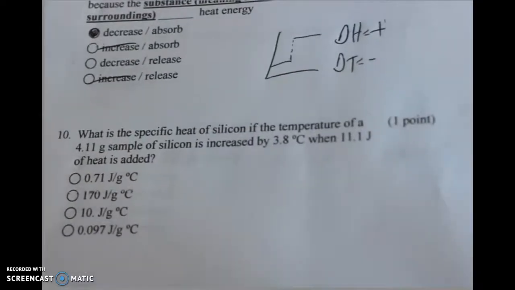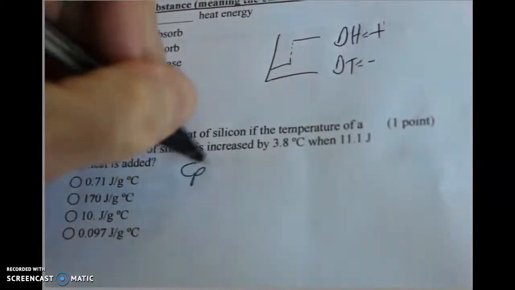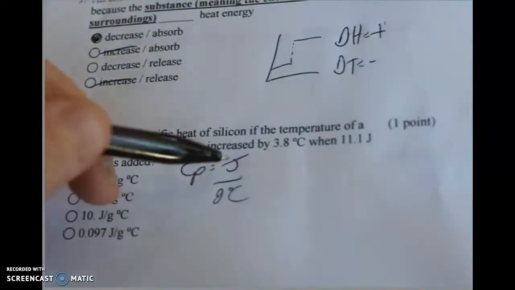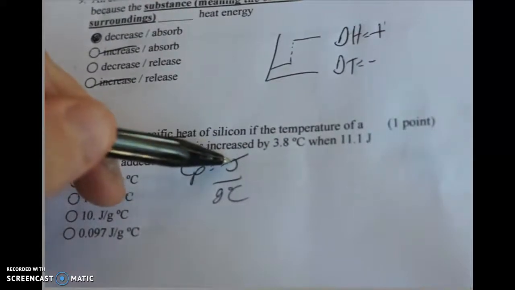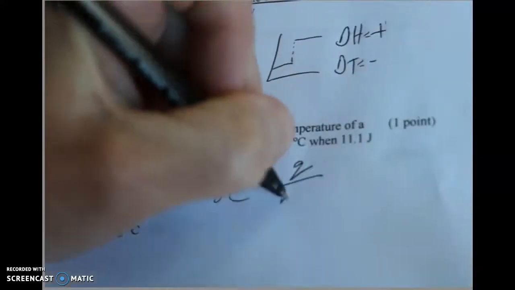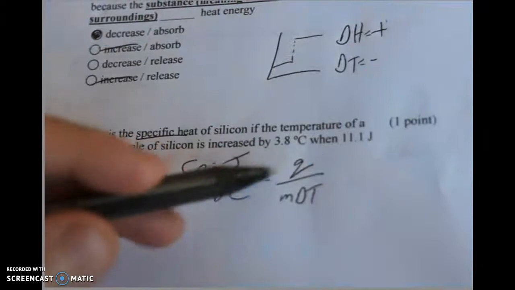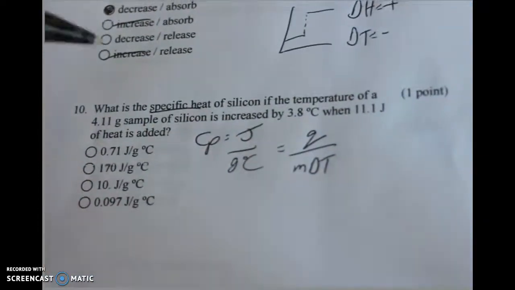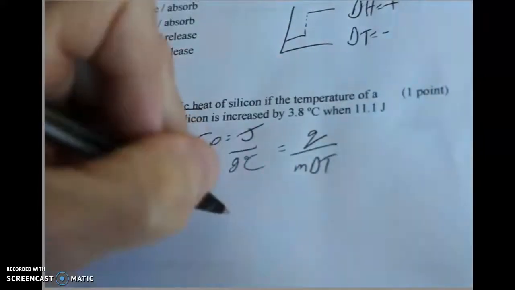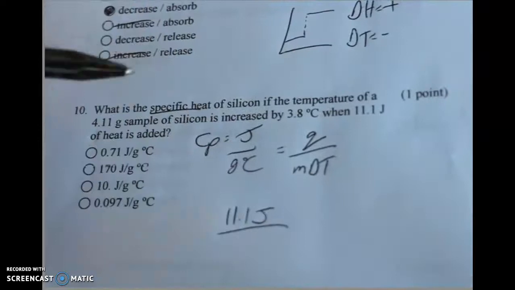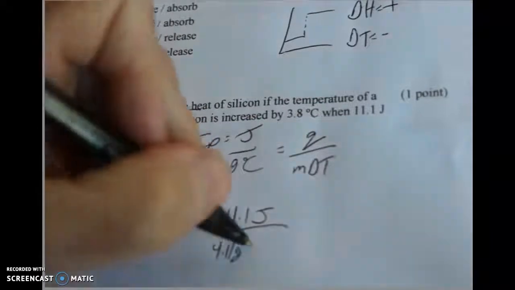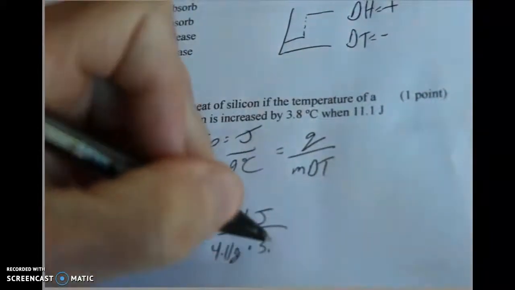And number 10, what is specific heat? So if it's asking specific heat, what you should end up getting for units is joules per gram degree C, because specific heat is the amount of heat, which is joules. So the amount of heat it takes to raise 1 gram of a substance by 1 degree Celsius. So what you get is Q over M delta T. And let's see, it gives you the heat is 11.1 joules. It gives you that directly. It gives you the mass is 4.11 grams, and it actually just flat out gives you delta T. It doesn't even give a final and initial.